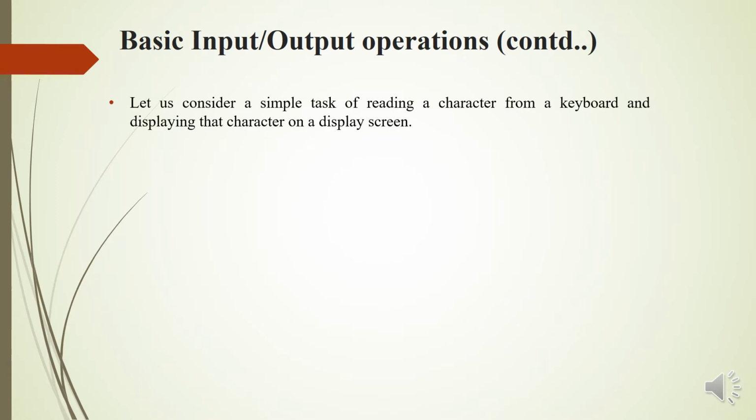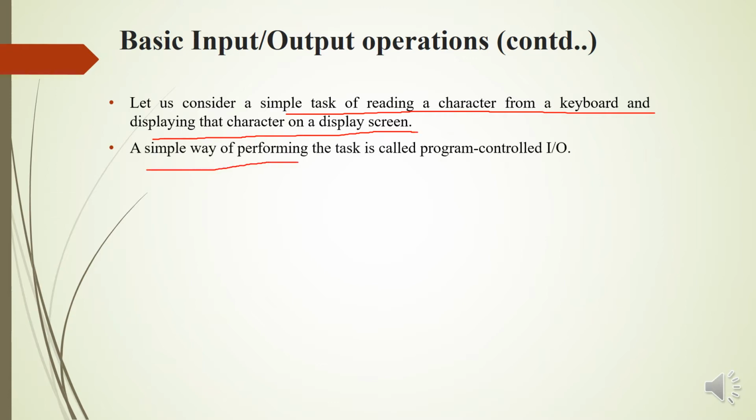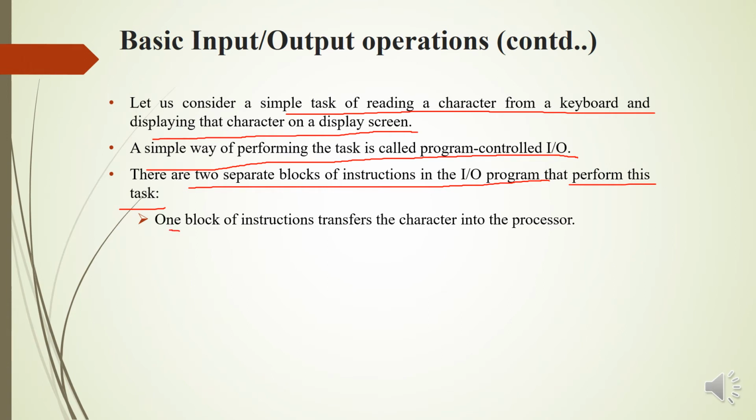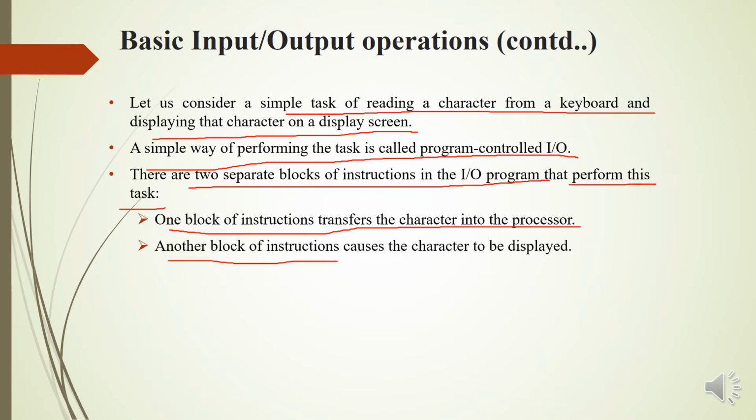Now, consider a simple task of reading a character from a keyboard and displaying the character on a display screen. A simple way of performing the task is called as program controlled I/O. There are two separate blocks of instructions in the I/O program that performs this task. First, one block of instructions is needed to transfer the character into the processor from keyboard. Another block of instructions causes the character to be displayed on the monitor.